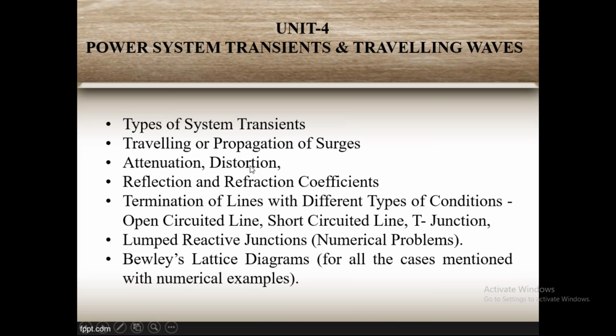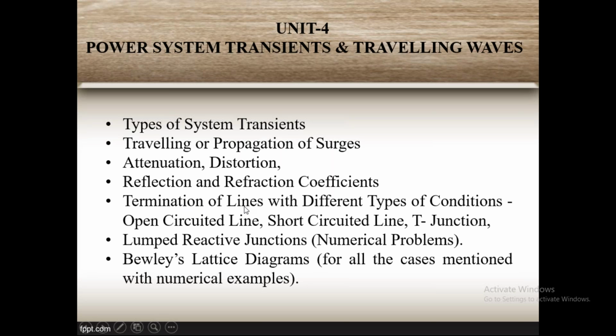Next, attenuation and distortion. Those are also disturbances happening in the transmission lines. Then reflection and refraction coefficients. These two depend on lightning effects. You can get an idea about how lightning effects cause problems on the transmission lines by using this topic, reflection and refraction.